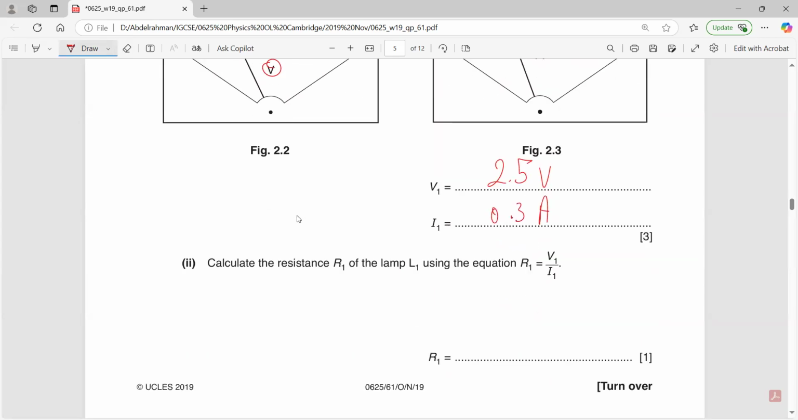Can you find the resistance R1 of the lamp using the equation? Yes, equation: 2.5 divided by 0.3. R1 would be 8.33. Again, what is the unit? Do not forget the unit. Ohms. 8.3 ohms.